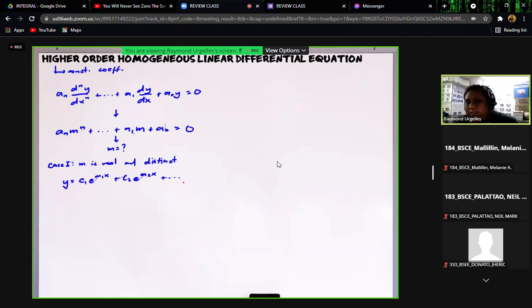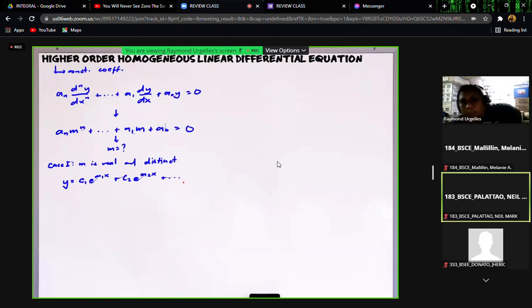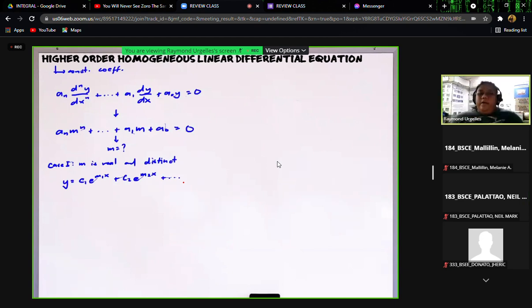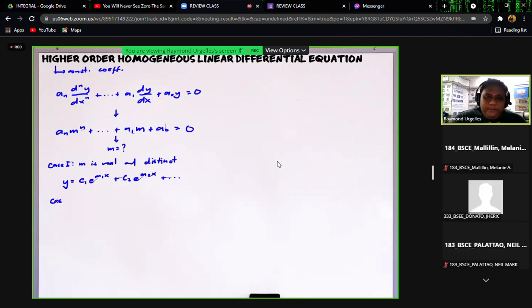So gagawin lang natin silang exponential equations. Okay, nakaba? Or exponential expression, diba? Tapos yung na-solve natin na M, so nilalagay lang natin doon sa exponent. Okay? So case 2 naman natin, diba? So is, okay, so if M is real, okay, so and identical, diba? So, ibig sabihin, pag meron tayo nakuha ng M na nauulit, diba?